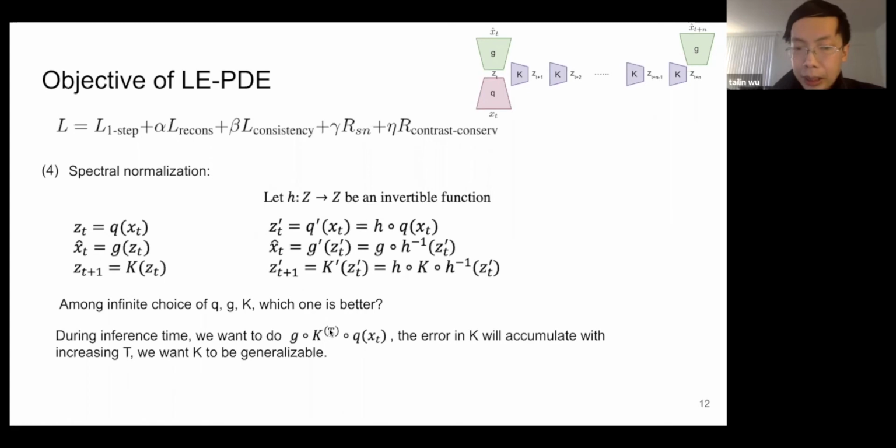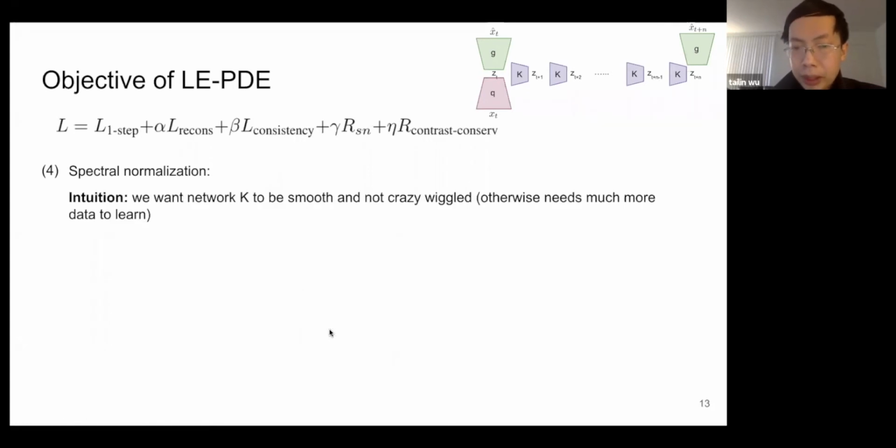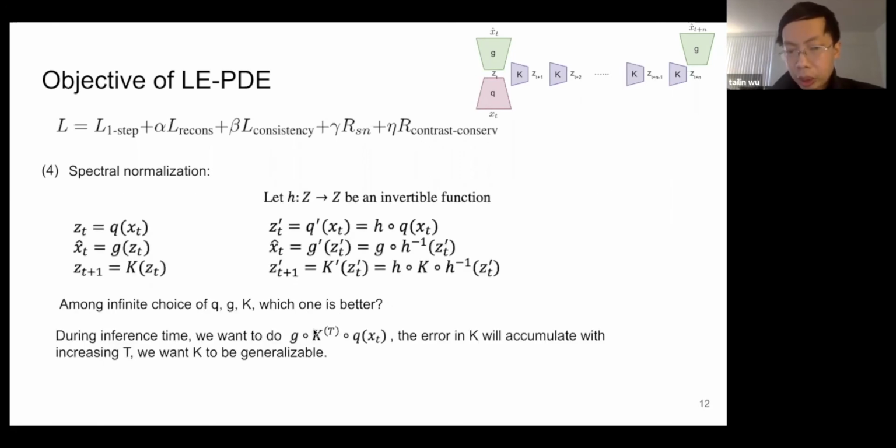There can be some Ks that are very smooth, but there can be some different K that can be quite wiggled. And generally, it is much harder to learn a wiggled K than a smooth K, because it requires much more data to learn these very wiggled places. Therefore, our intuition is the following. Basically, we want the K to be simple and smooth so that it generalizes better.